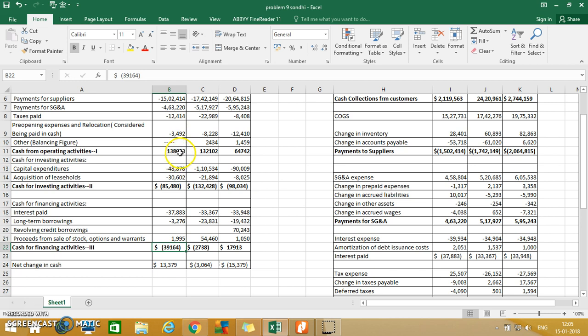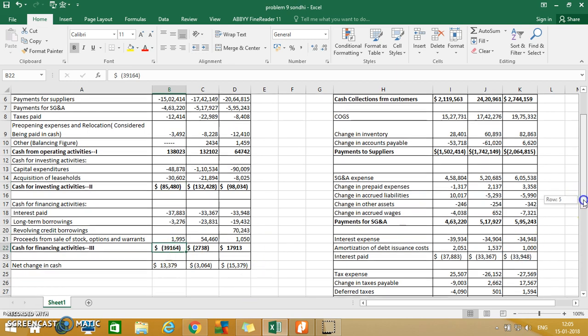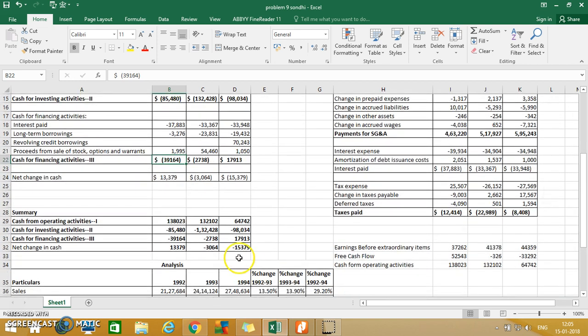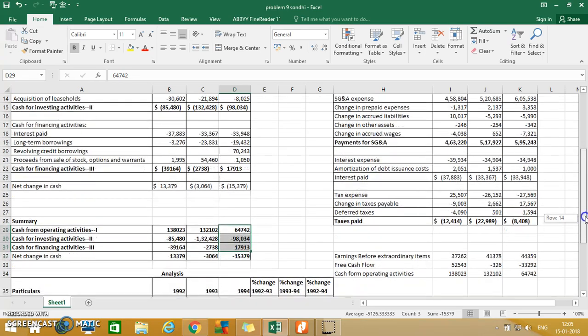So, the cash from operating activities, cash from investing activities, and cash from financing activities. When I look at these three things, I get the net change in the cash, 1, 2, 3. And that is what it is, net change in the cash. 13379 as per the problem given, 3064, that is as per the problem given, 15379. These things are matching. So my cash flow has tallied, and let me see the analysis part.